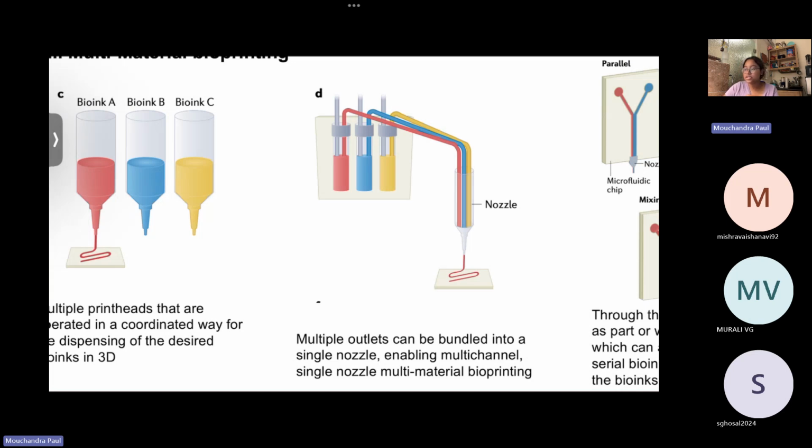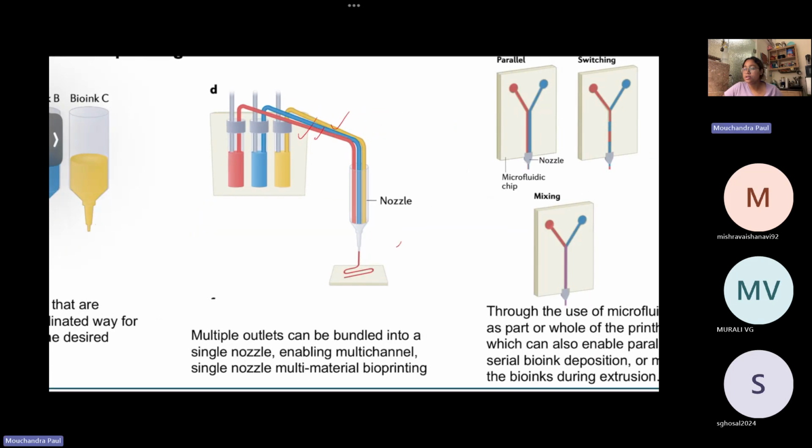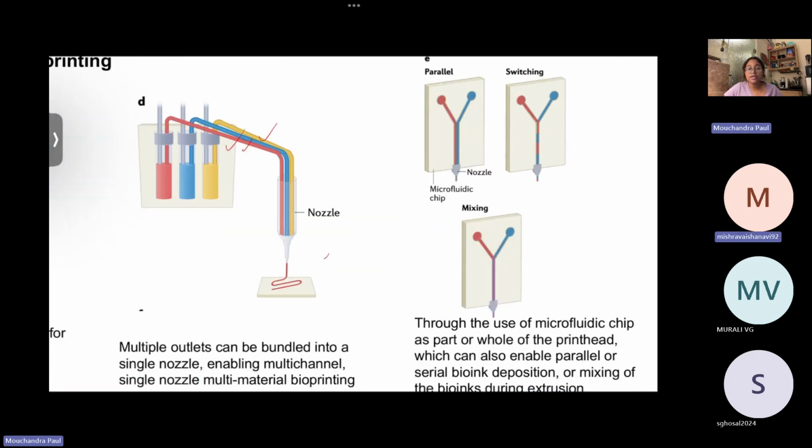So there are multiple channels, 3 channels, and a single nozzle. So the machine doesn't spend too much time in changing the print heads. As it is a single nozzle, there is one nozzle that is moving in the 3D space. And in this way, you can print multiple materials in a short period of time. Then people also use microfluidic systems.